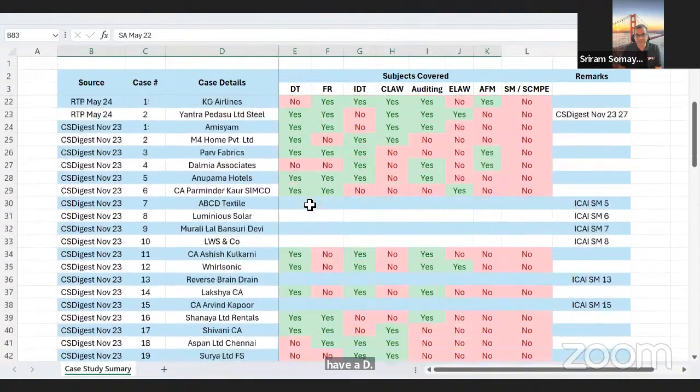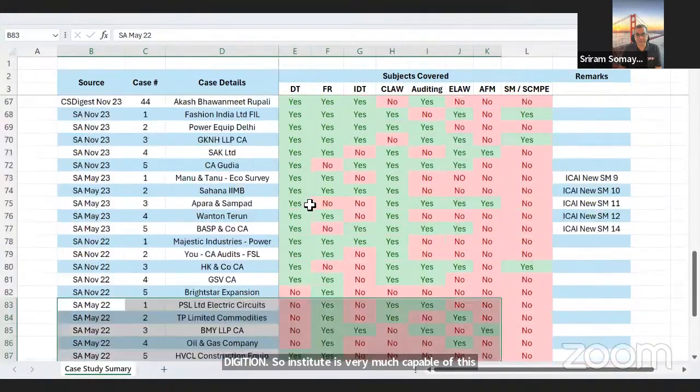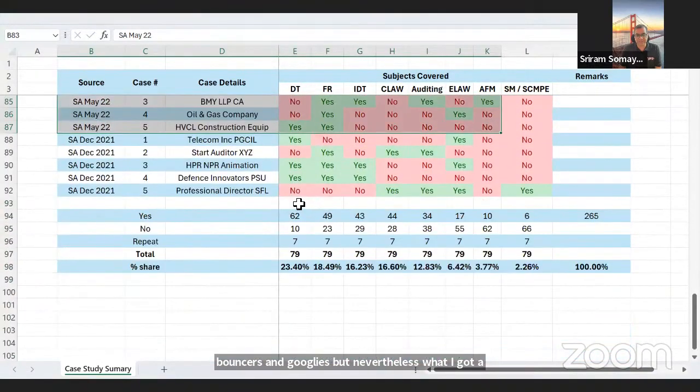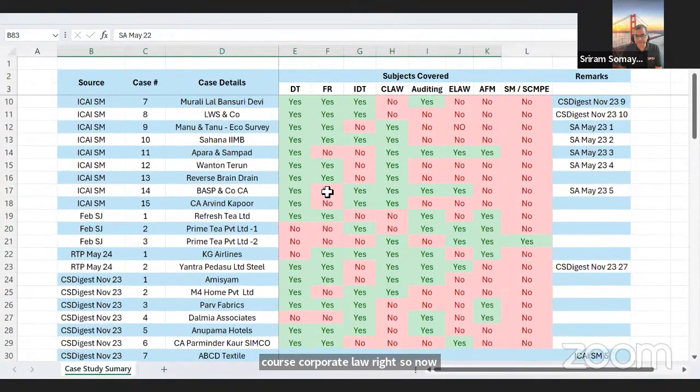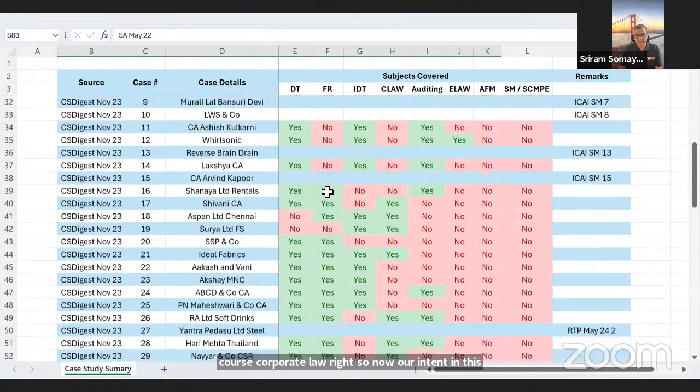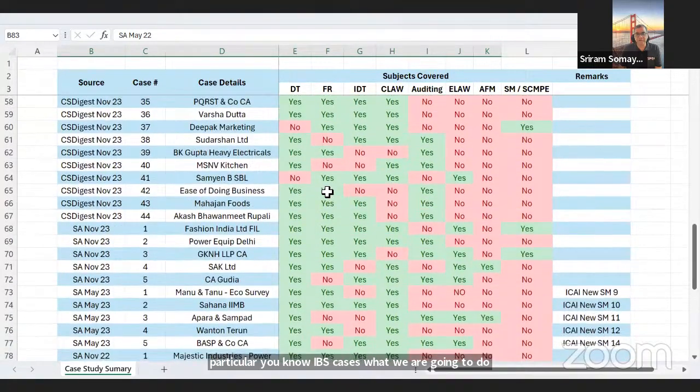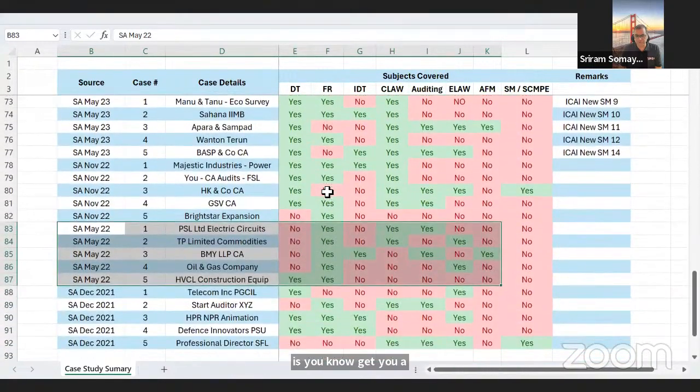But nevertheless, what I got a feeling after going through all this analysis is DT is a very, very important topic. And therefore, and of course, FR and IDT in that order. And then finally, of course, corporate law. Right. So now our intent in this particular IBS cases is to get you a good flavor of all these cases. We've solved one case last week or so.